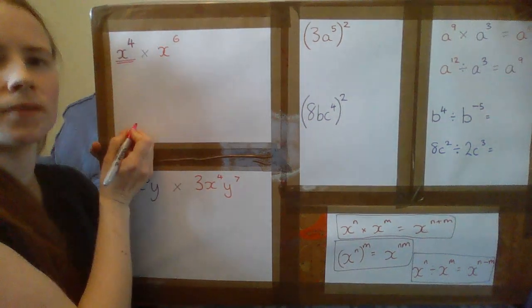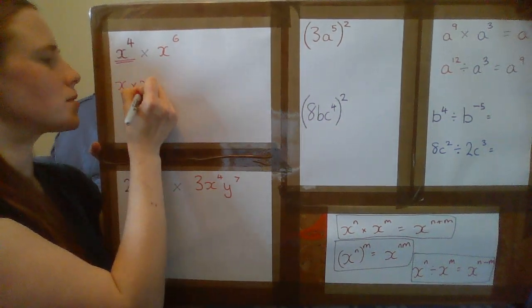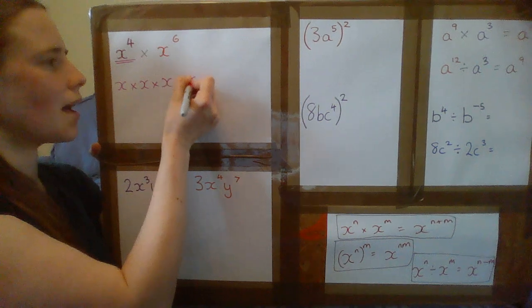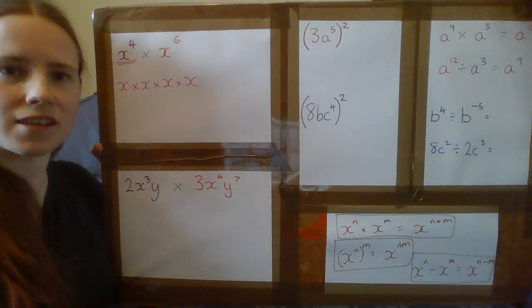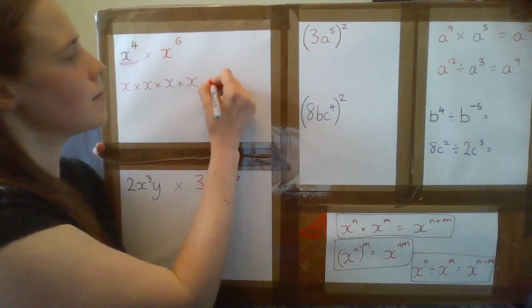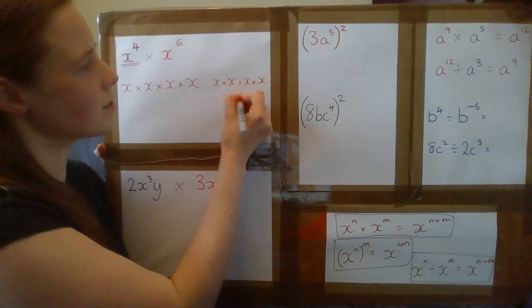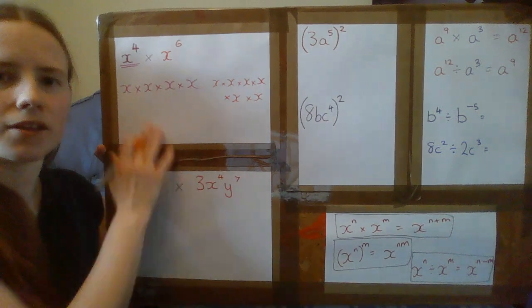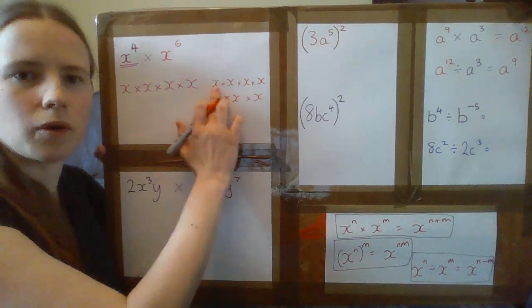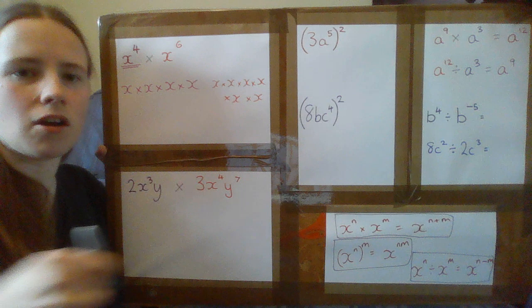X to the 4 is the same as x times x times x times x. And x to the 6, I'm going to run out of room here, is the same as x times x times x times x times x times x. Okay, so I've got x to the 4 and x to the 6, and I need to times them together.